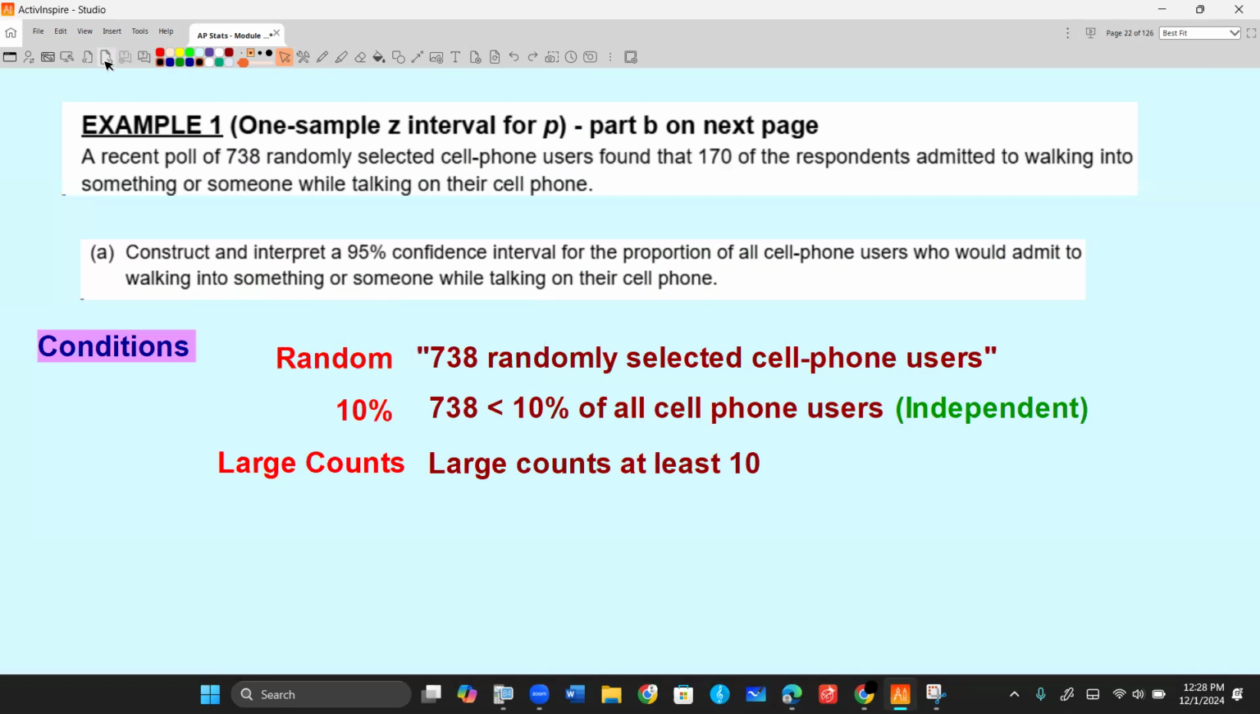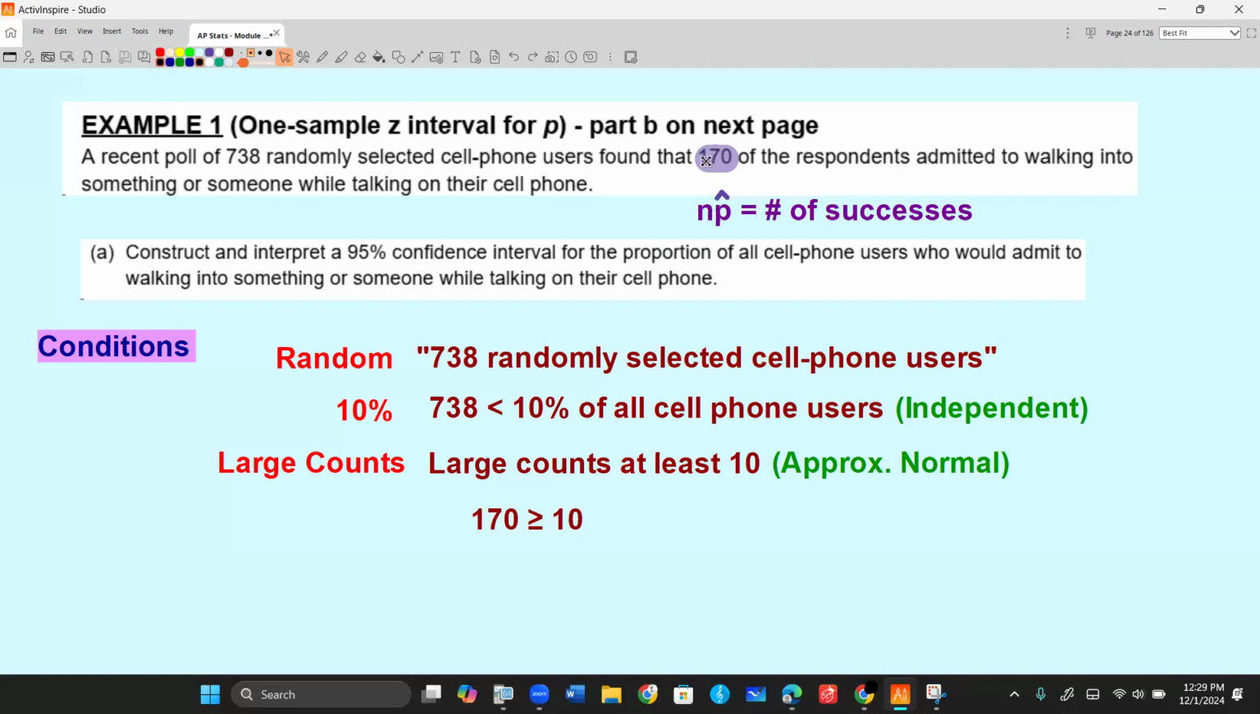well, we want to make sure our large counts, our number of successes and failures, are at least 10. Remember, this satisfies the approximately normal condition and allows us to use a normal curve to make these estimates. Now, remember that we have to have the number of successes, n times p hat. Well, we're not given p hat. We're given the number of successes from this problem. So that's literally 170. So 170 of the respondents admitted to walking into something.